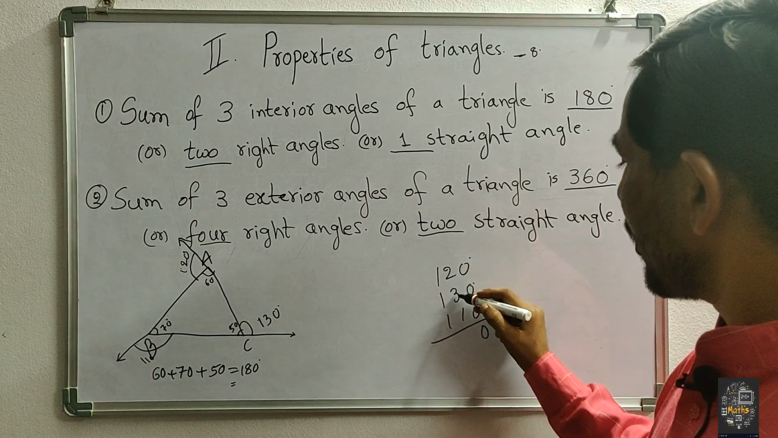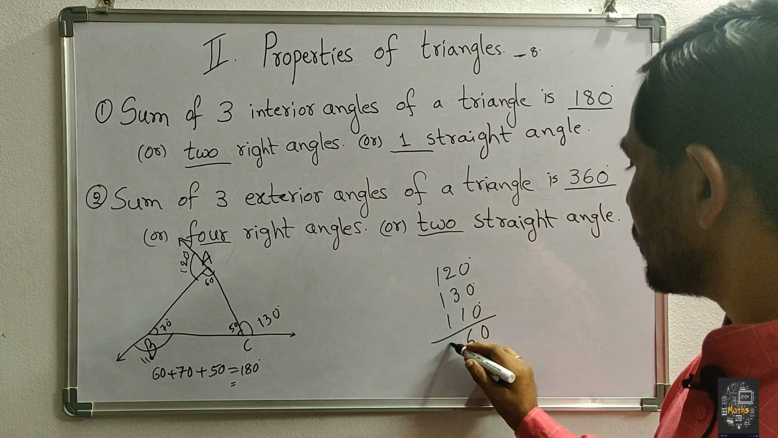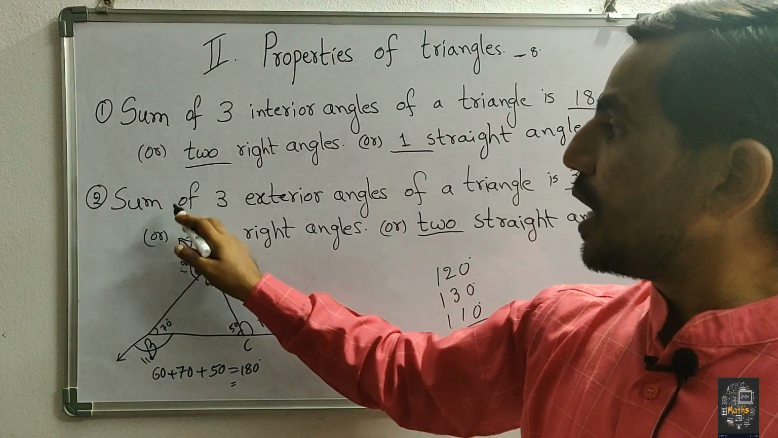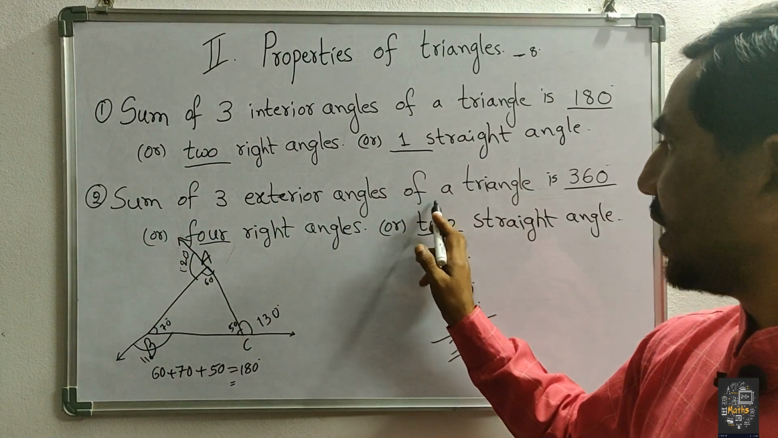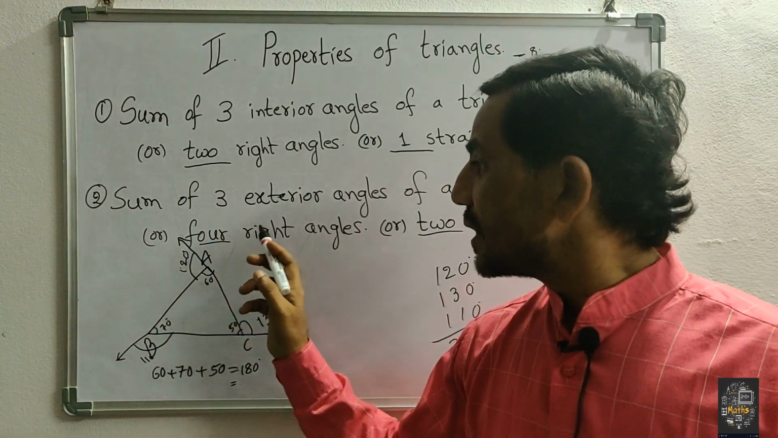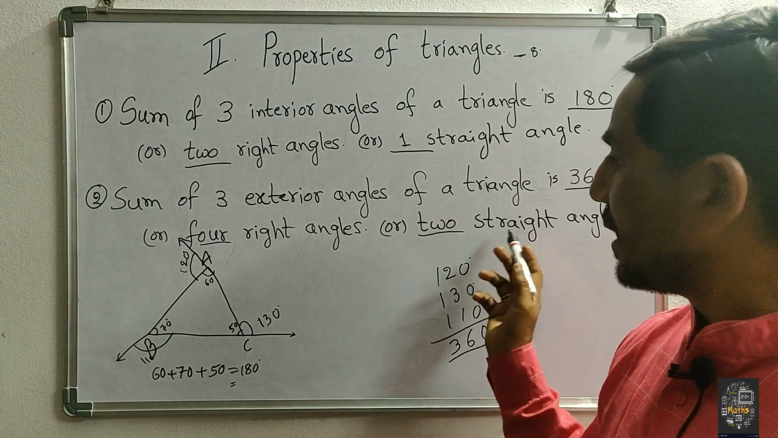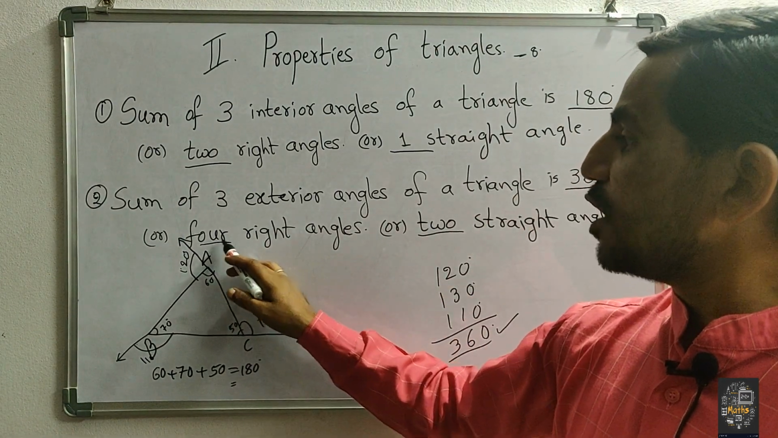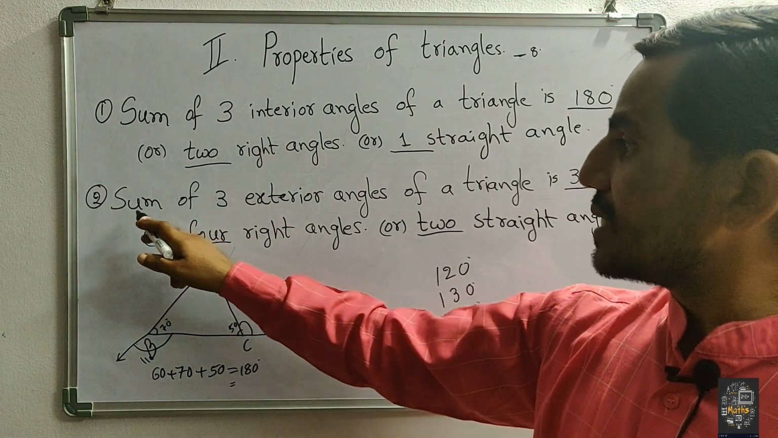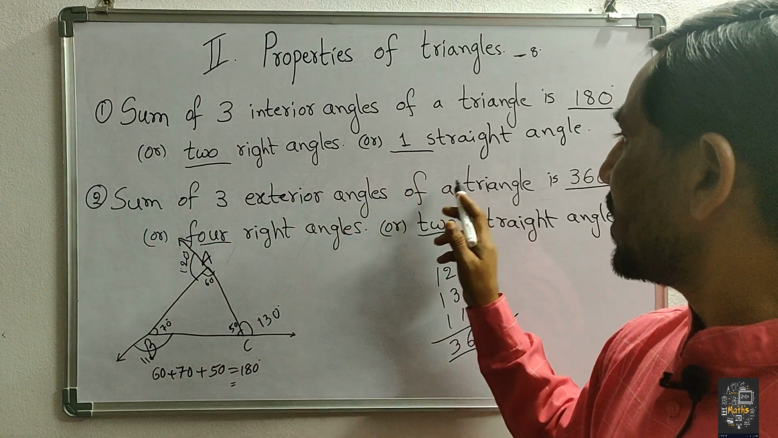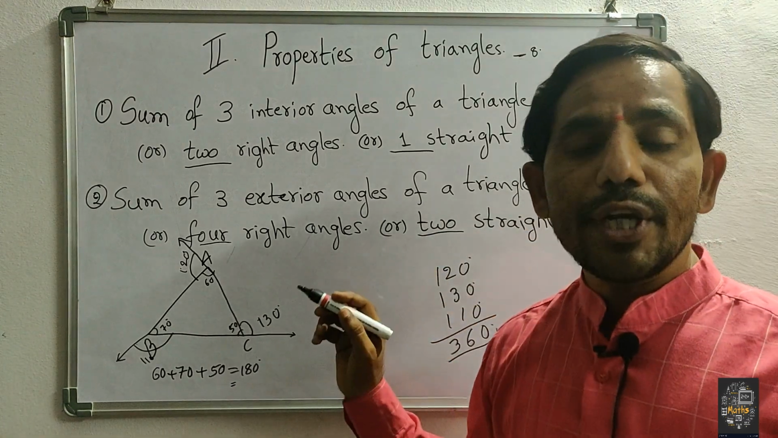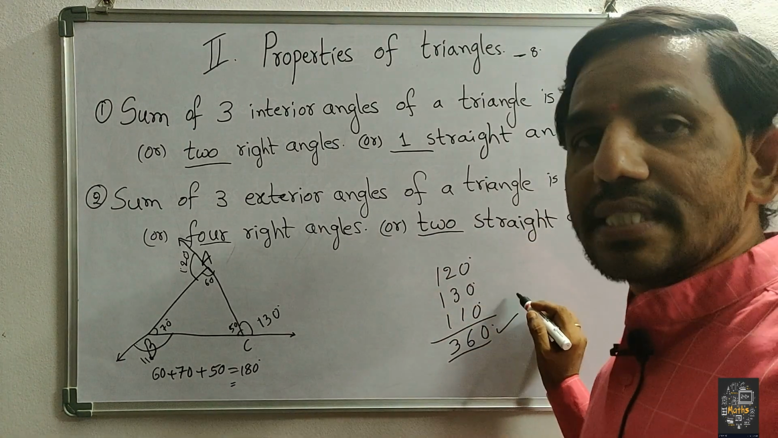2 plus 3 is 5, 5 plus 1 is 6, 1 plus 1 plus 1. So total 360 degrees. Once again, the sum of three exterior angles of a triangle is 360 degrees, or 4 right angles, which means 4 into 90, that is equal to 360. Once again, the sum of three exterior angles of a triangle is 2 straight angles, which means 2 into 180 is equal to 360 degrees.